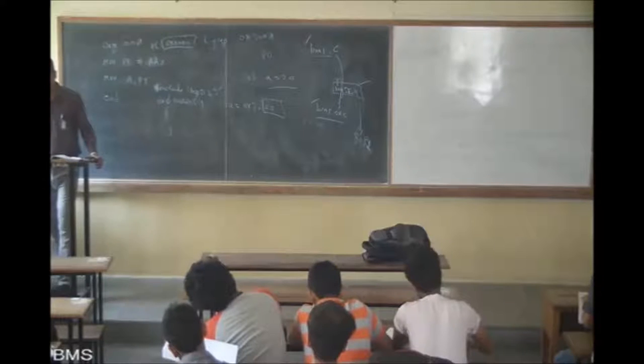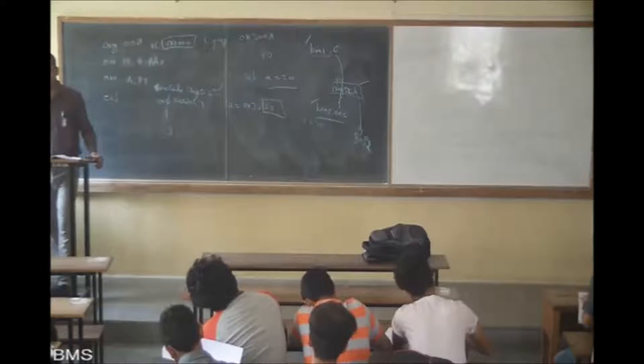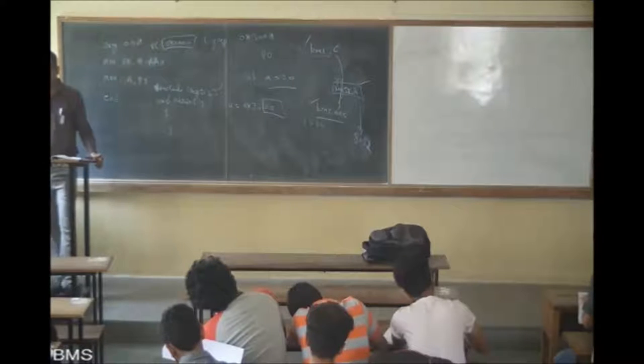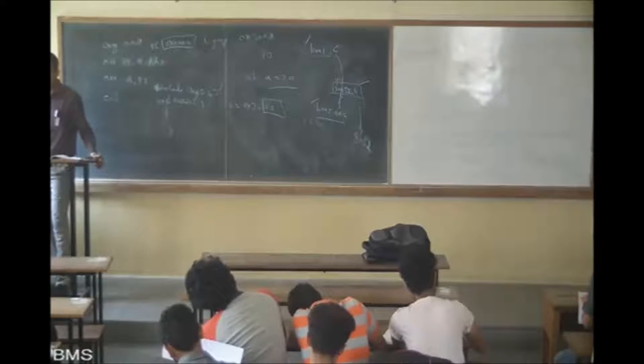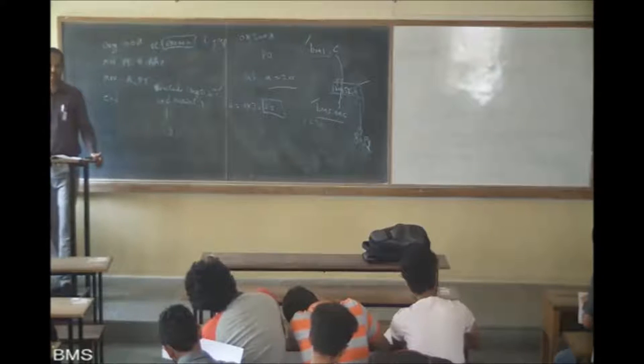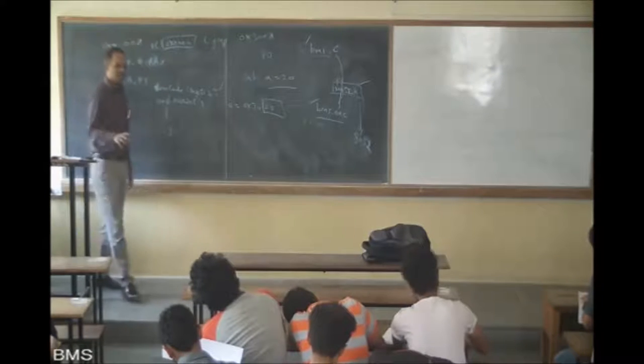Code size disadvantage of C. Disadvantage of C: code size is larger than assembly code.